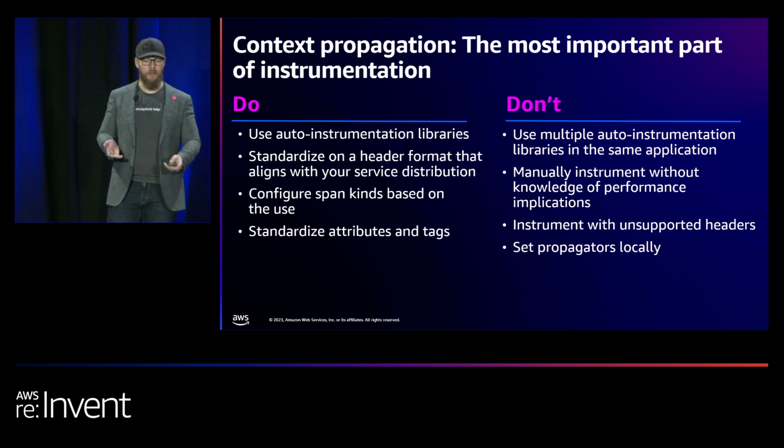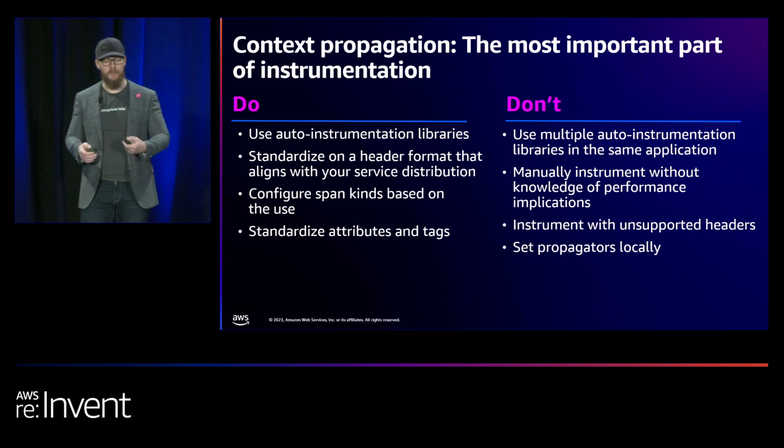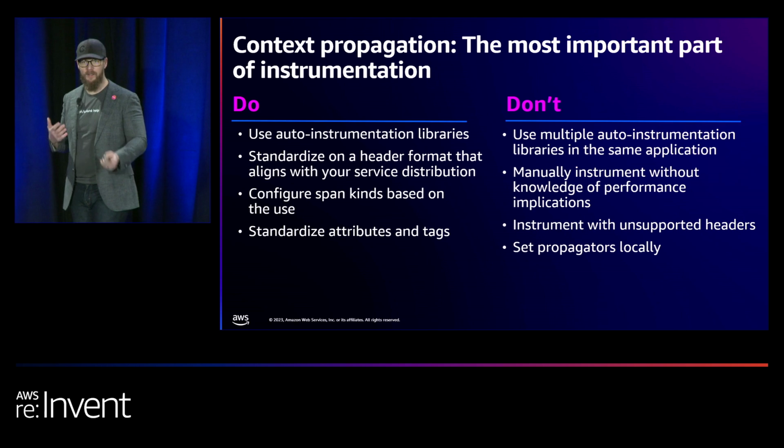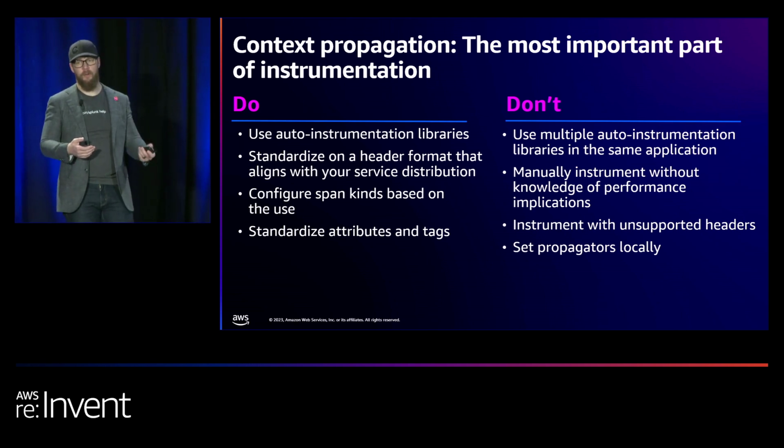Manually instrument without knowing the performance implications. So if you're tinkering with just the standard open source version of OpenTelemetry, don't just go start throwing things in manually or changing code without understanding how that's going to impact the code. It's a similar problem or potential problem to using too many auto-instrumentation libraries.